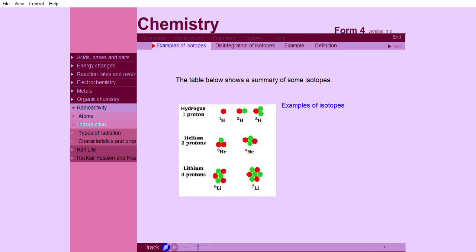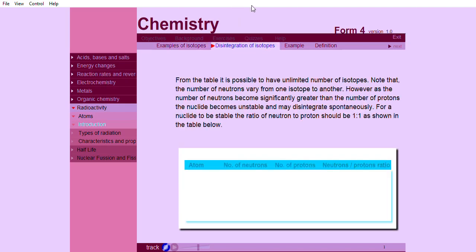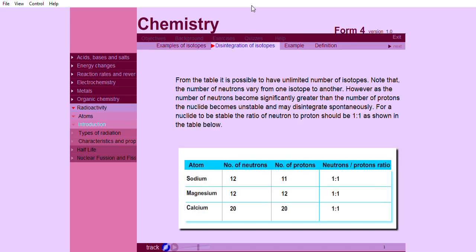The table below shows a summary of some isotopes. From the table, it is possible to have an unlimited number of isotopes. Note that the number of neutrons varies from one isotope to another.